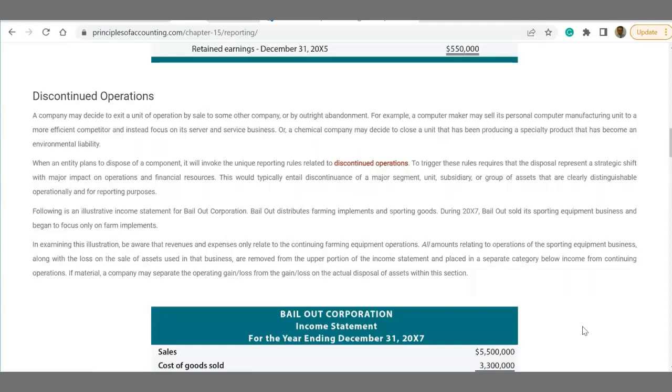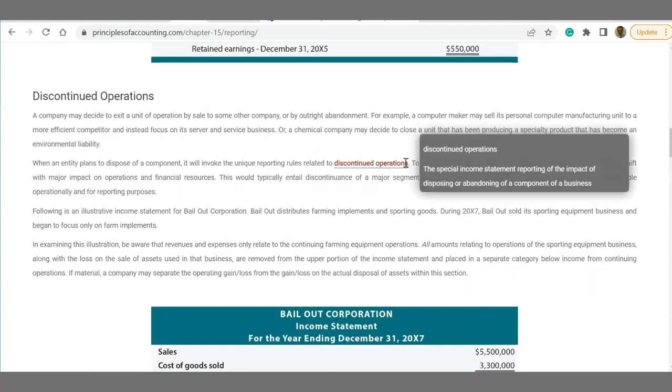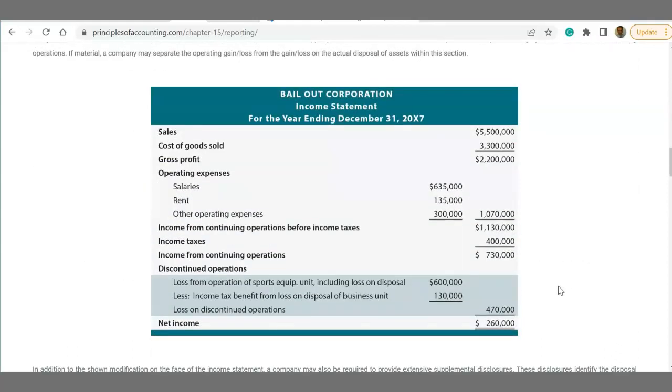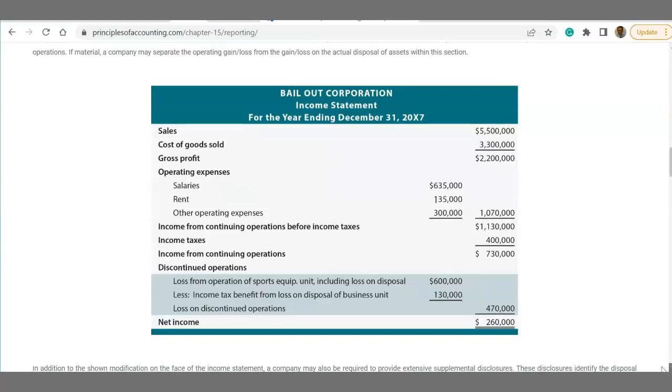Discontinued operations are a part of financial statements that need to be reported separately. It is the special income statement reporting of the impact of disposing or abandoning a component of a business. So if a business has been disposed of or just abandoned, you need to report it as a separate line item in the financial statement. Let's look at this financial statement and see how it looks.